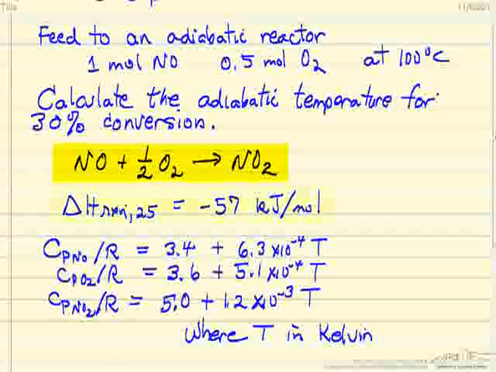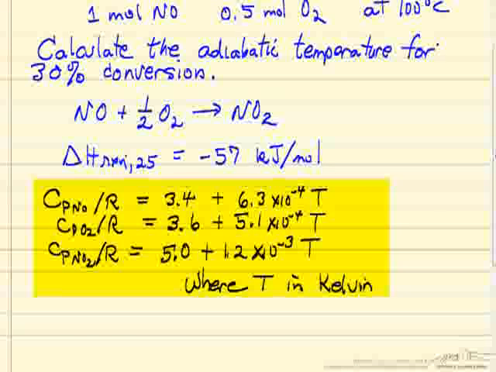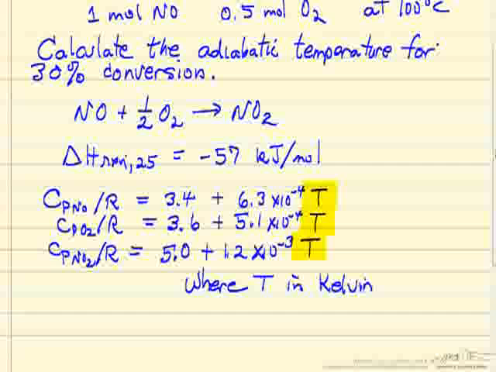So we've already calculated the heat of reaction from heats of formation at 25 C. And we're given simplified forms of the heat capacity just to make the calculations a little easier to work through, less numbers to deal with. So they have a temperature dependence, as indicated here, where the temperature in these equations is in Kelvin.